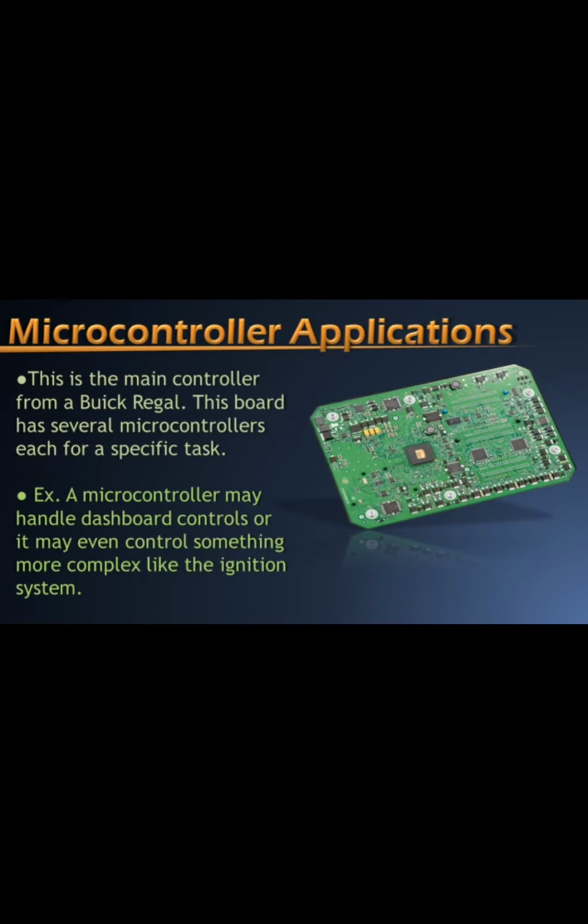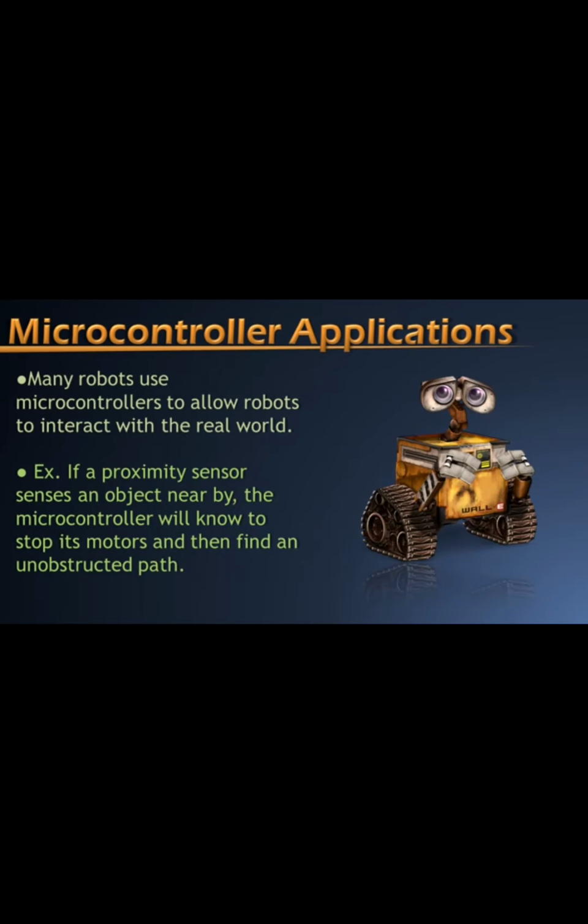Applications of microcontrollers: this is the main controller from a car. This board has several microcontrollers, each for a specific task. For example, a microcontroller may handle dashboard controls or it may even control something more complex like the ignition system. Many robots use microcontrollers to allow robots to interact with the real world. For example, if the proximity sensor senses an object nearby, the microcontroller will know to stop its motor and then find an unobstructed path.